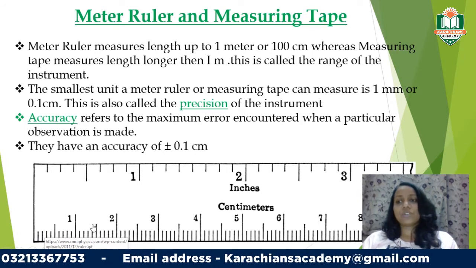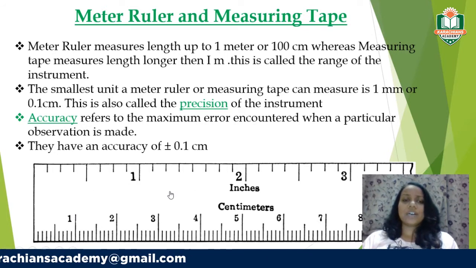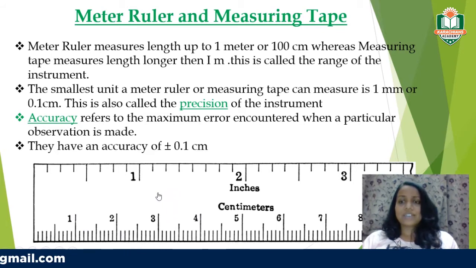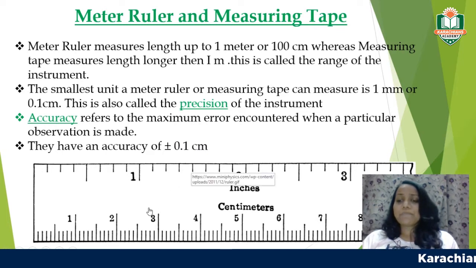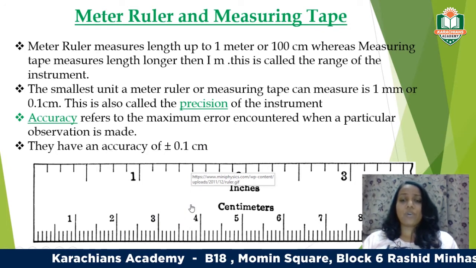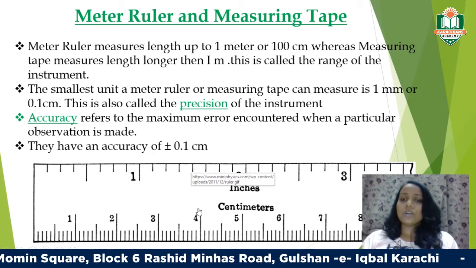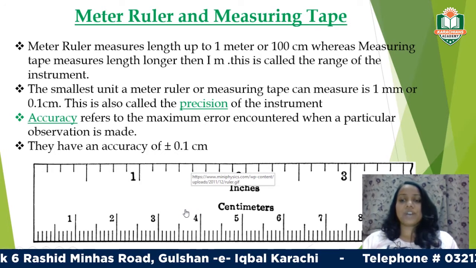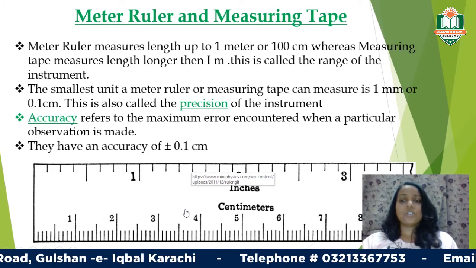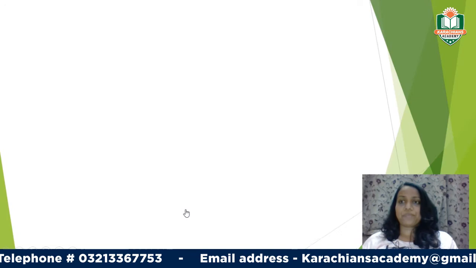Okay? And this is also known as the accuracy. Accuracy tells us the maximum error that can occur in an instrument. That is given by plus minus 0.1 centimeters. For example, if you have a length that is coming to 3.9 centimeters, there are chances that your answer could be 4.0 centimeters, or it could be 3.9 centimeters. So that's how they describe accuracy in terms of the maximum error that can occur in your instrument.